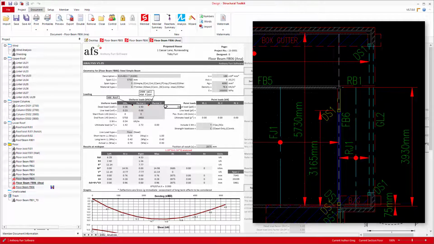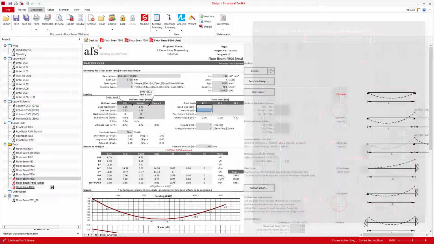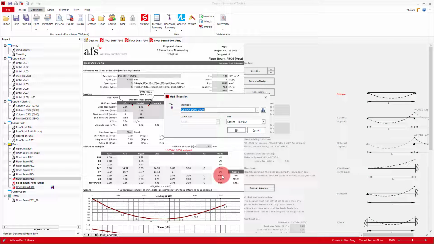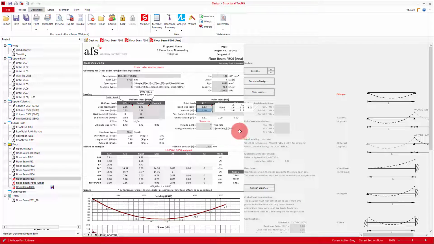Next, in our point loads, we'll want to add our reactions. Our first two reactions will be from our upper roof lintel, being UL03. So in our reaction cells, we'll highlight the first reaction input, find our UL3 and insert the left reaction. Next is our right reaction, which we can do the same thing for.